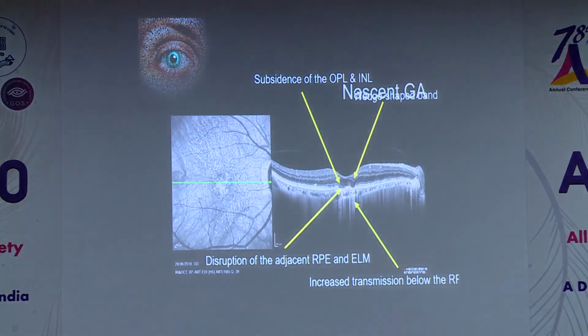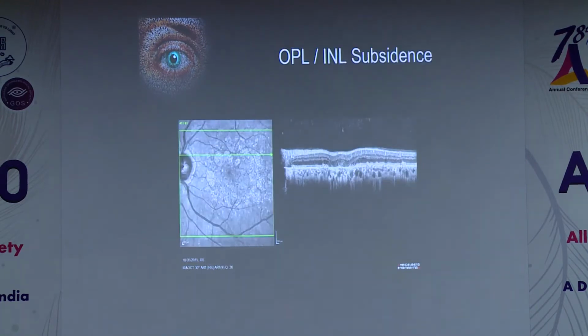What you get is that you see a dimple. The layer of the outer plexiform layer just goes down. You see areas in which there is loss of the outer retinal bands, and you see these lines which are called vertical transmission lines. So whenever you see these in a large area or a small area, you know that that's an area in which the RPE atrophy is going to happen fast.